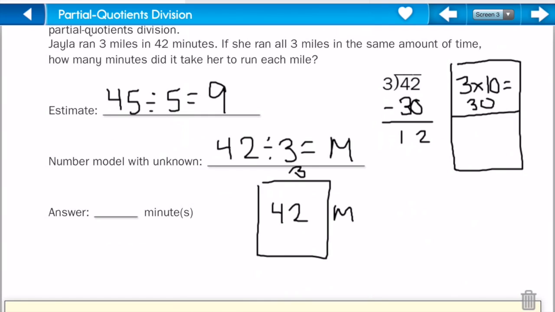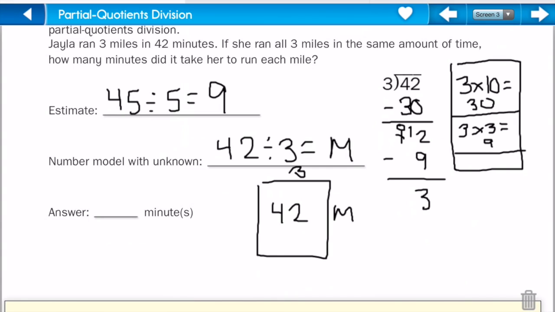So I'm thinking, well, I know that 3 times 3 equals 9. So I'm going to do 3 times 3. I know that equals 9, right? Okay, so I'm going to subtract 9. Can't take that away, so I have to borrow. What's 12 minus 9? It's 3.